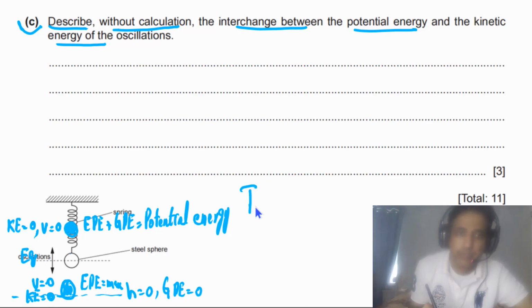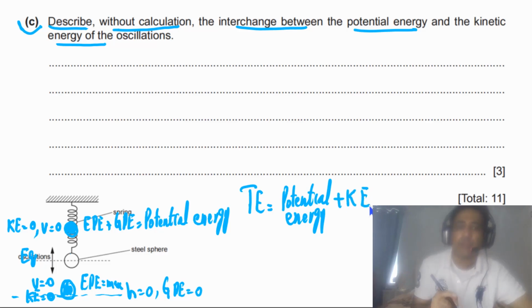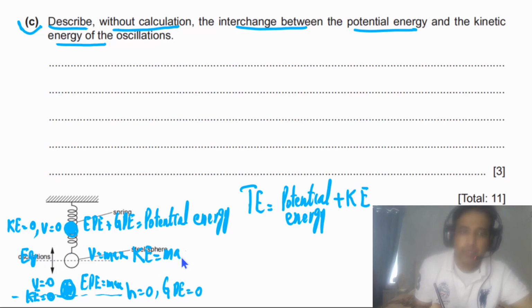And the total energy of the sphere at any instant is the sum of potential energy and kinetic energy. So total energy is the sum of these two energies, and potential energy is maximum at the lowest point and at the highest point, and kinetic energy is maximum at equilibrium. Speed here will be maximum, so kinetic energy at equilibrium also will be maximum. So potential energy will be minimum at equilibrium because kinetic energy will be maximum.